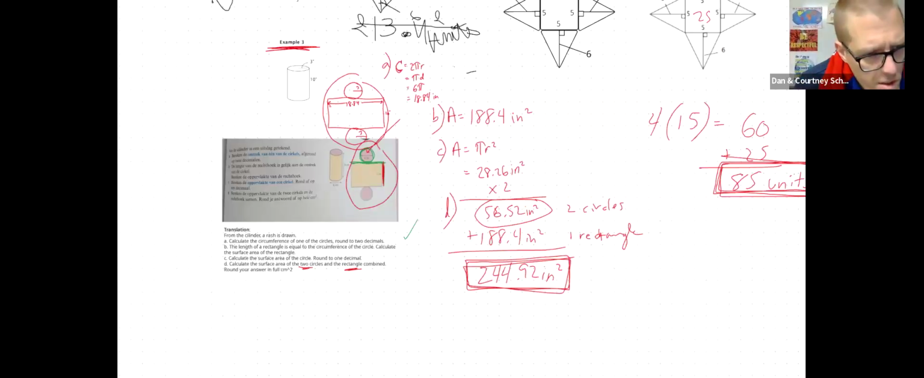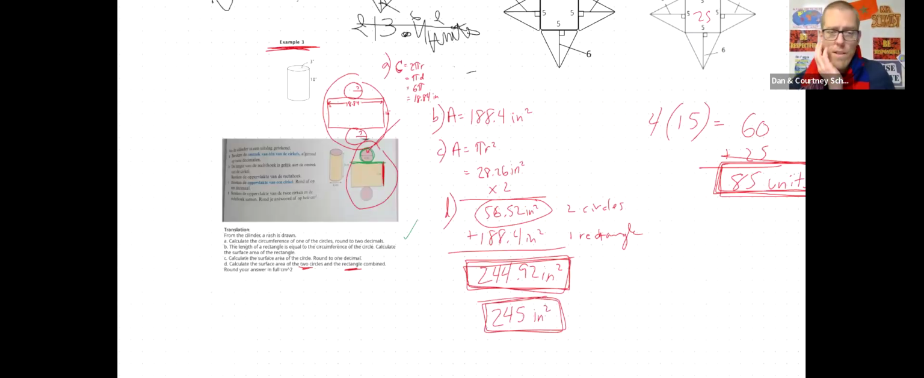Now, Naras's instructions say round your answer in full centimeters squared. Ours is, in fact, to 2 decimal places. If we wanted to round our answer to full inches squared, we would say 245. That's the nearest full inches squared. But I think we can leave a decimal in there and be okay with that as well. Very good.